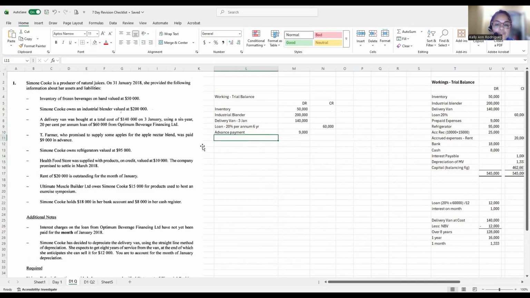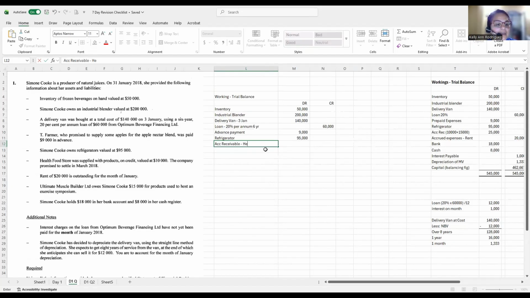Simon Cook owns a refrigerator. That refrigerator will be a non-current asset as well, which will have 95,000 on the debit side. A health food store was supplied with products, so she sold some goods to the health food store on credit for a value of 10,000. So they are owing her. So that is an account receivable, right?